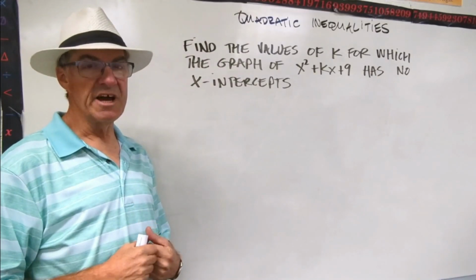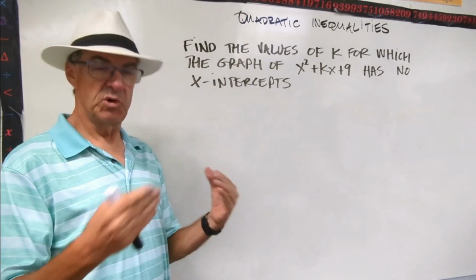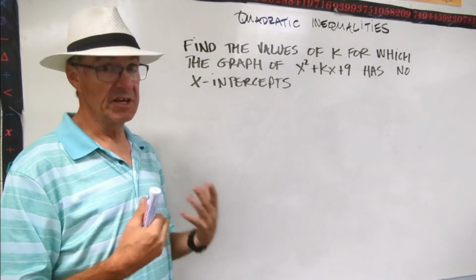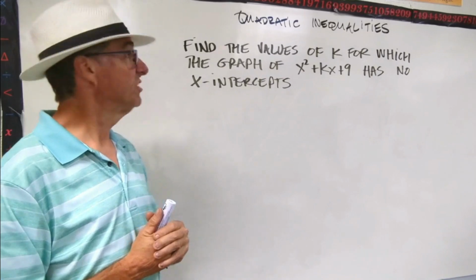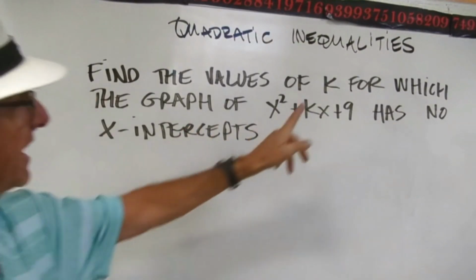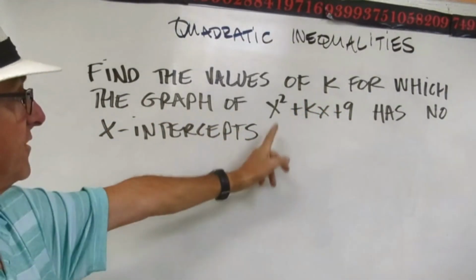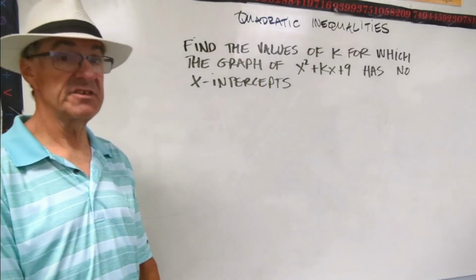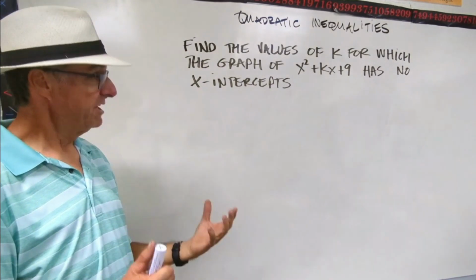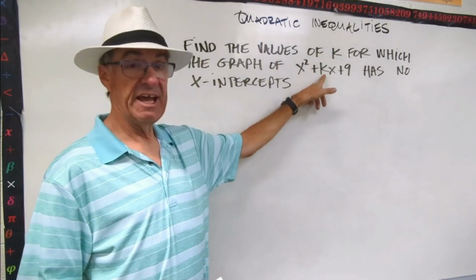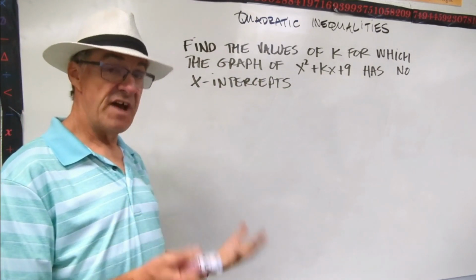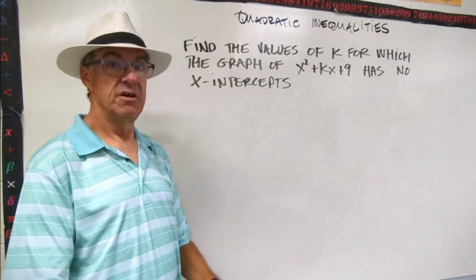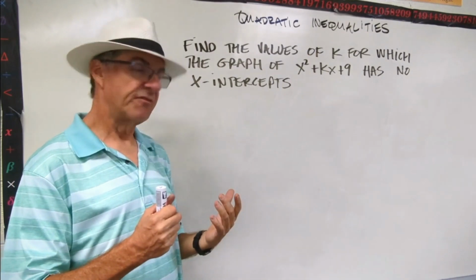Here is a tricky IB type problem that pulls together a little bit of critical thinking and your understanding of inequalities. So let's take a look at the question. Find the values of k for which the graph of x squared plus kx plus 9 has no x-intercepts. So interesting. We don't know what k is, but we need to find the values of k for which there are no x-intercepts. So think about what that means for a minute.